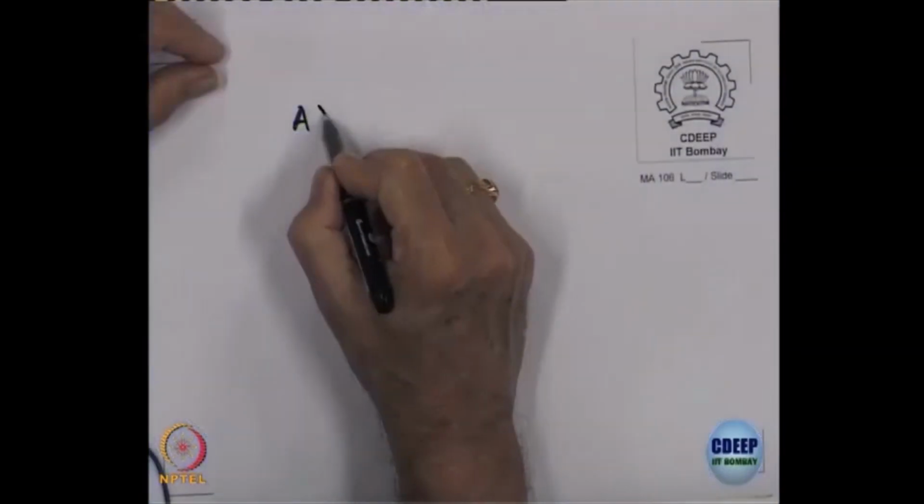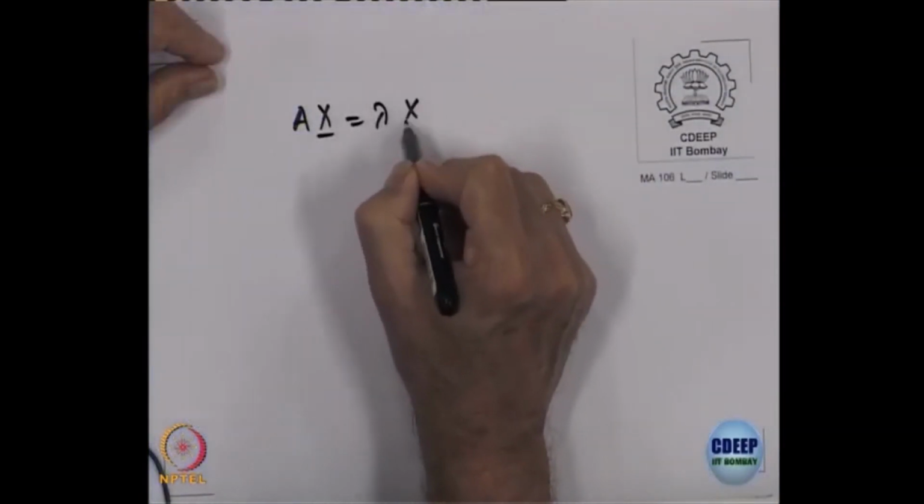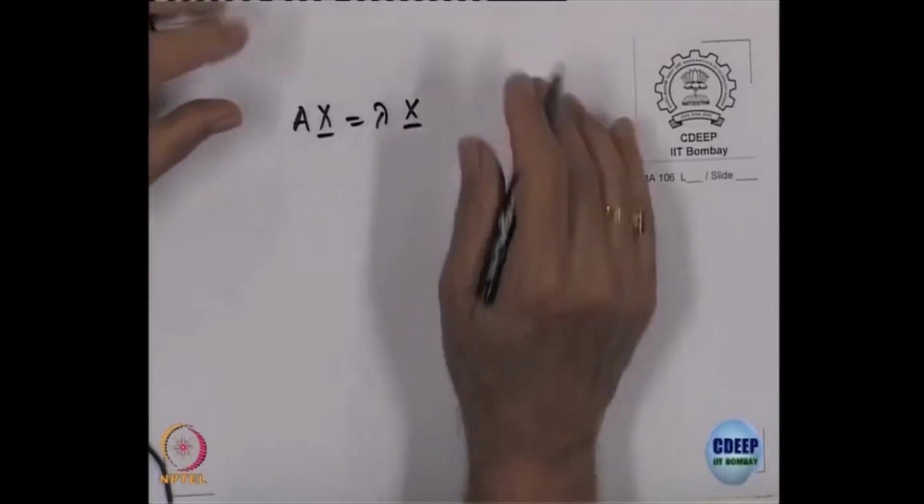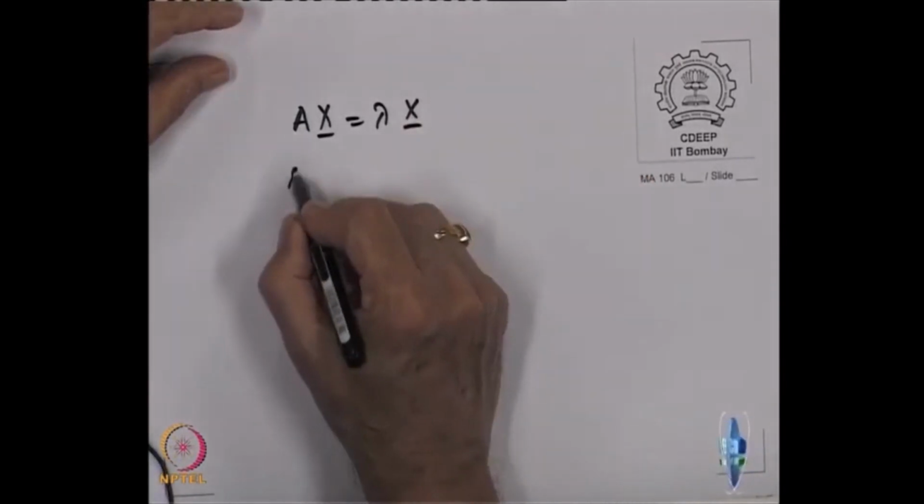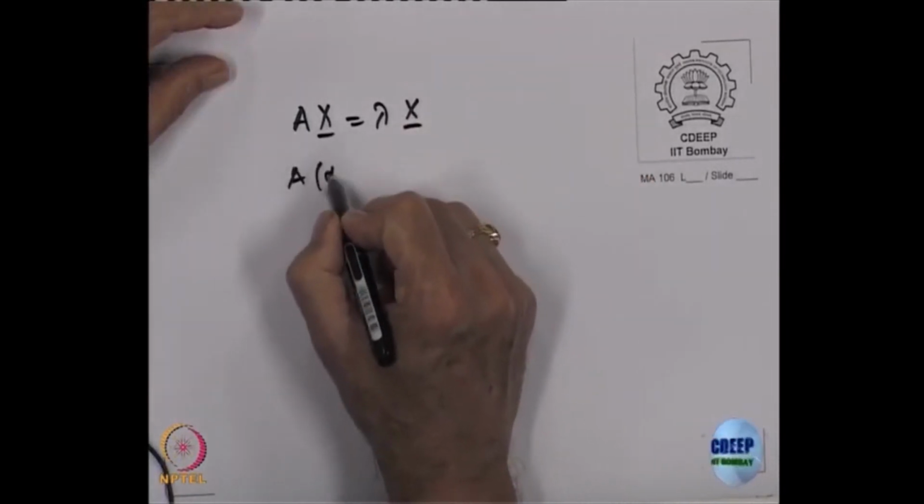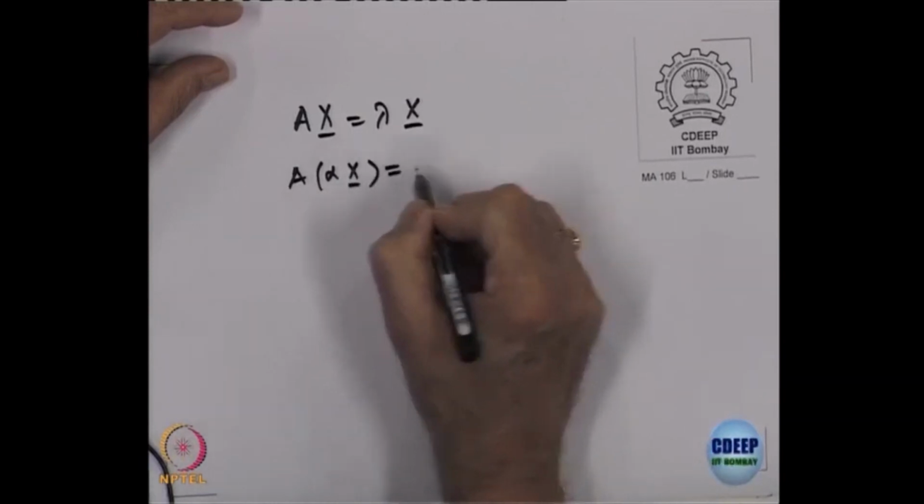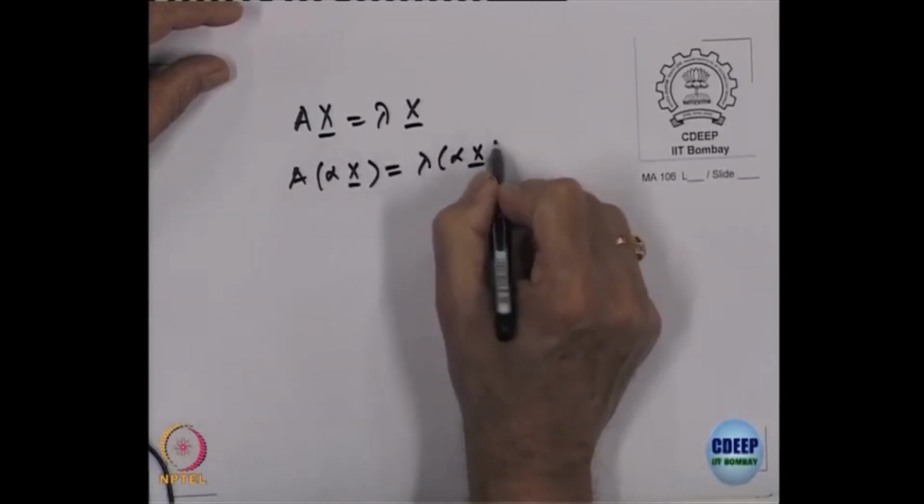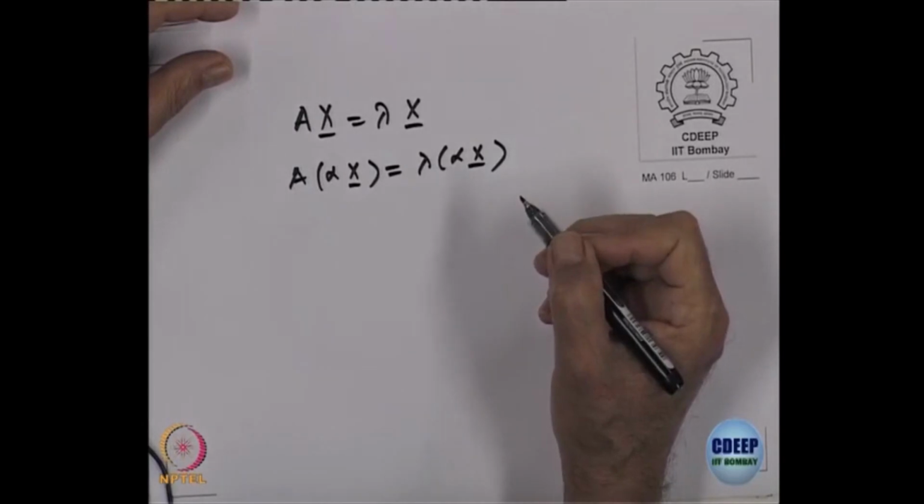So, let me clarify what I mean. Supposing A x is equal to lambda x, suppose for some lambda there is an x, right. If I multiply it by alpha, x will that be equal to lambda alpha x for any alpha?